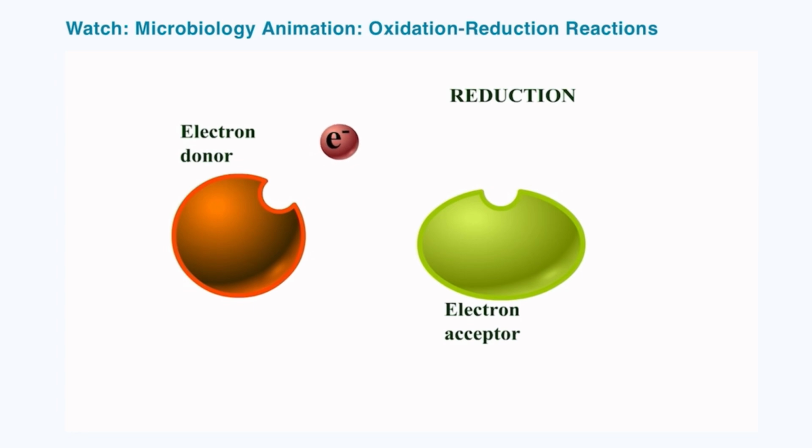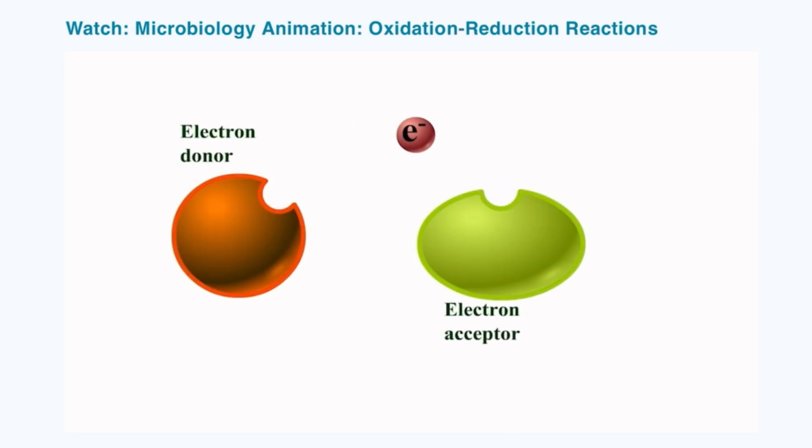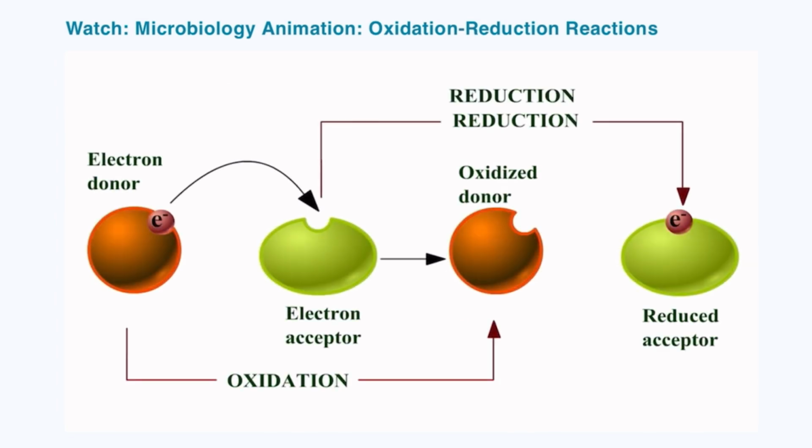A reduction reaction occurs when a molecule receives electrons from another molecule. The electron acceptor therefore becomes reduced. The term reduced refers to the acceptor's electrical charge. Because it has gained a negatively charged electron, the overall charge on this molecule becomes more negative and is said to be reduced. You can now see that the oxidation reaction must be coupled with a reduction reaction. In other words, if a molecule is to donate an electron and become oxidized, then another molecule must accept that electron and become reduced.